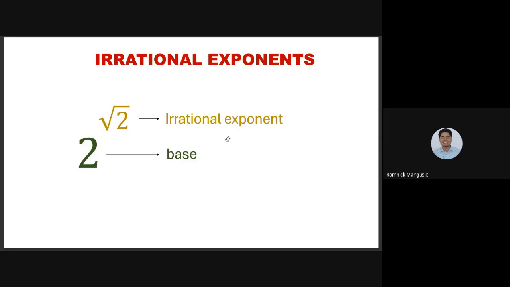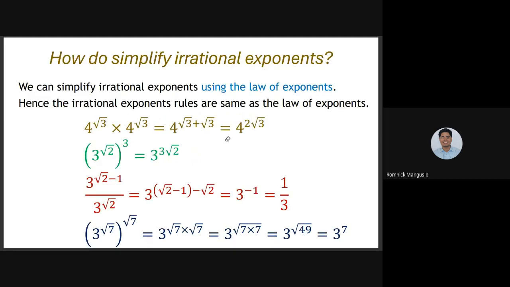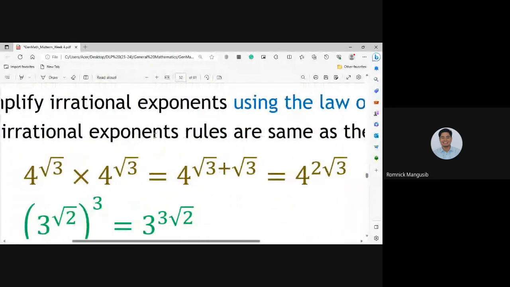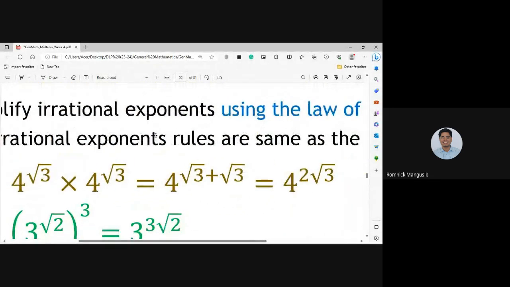Tulad niyan, we have irrational exponent. Square root of 2 is irrational exponent. The base is 2. So kapag i-simplify mo yan, class, combining like terms lang din. And how do we combine like terms? It's like in number 1, 4 square root of 3 times 4 square root of 3 requires you to use the rule of product wherein you're going to add the exponents. Square root of 3 plus square root of 3, yan siya. Like terms. So dalawa silang square root of 3 kaya naging 2 square root of 3.